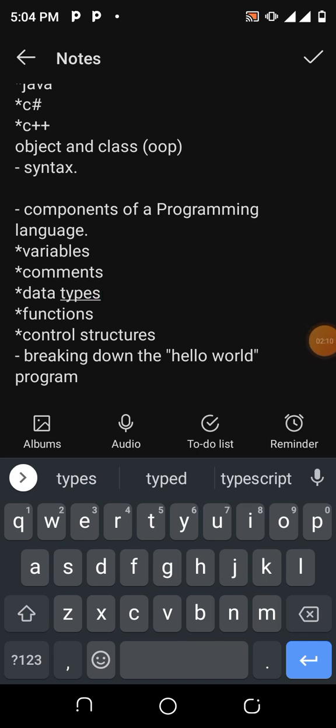And one more thing. When you look at these components, the idea is always the same in whichever programming language you go. The idea behind variables is always the same. The idea behind comments is always the same. The idea behind data types, functions, and control structures is all the same. The concept is the same, even the explanations. But what makes a difference is the implementation, because of different syntaxes, I mean, because of different rules in that programming language.